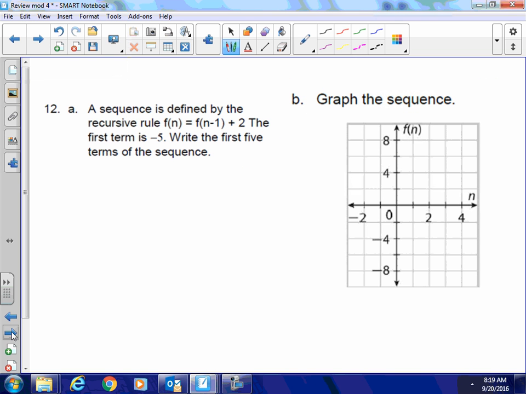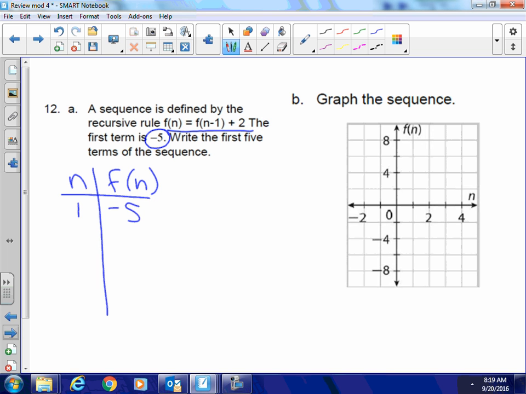Number 12, a sequence is defined by this recursive rule. The first term is -5. Write the first 5 terms of the sequence. So let's make a table. My term positions are n. My terms are f of n. The first term is given.